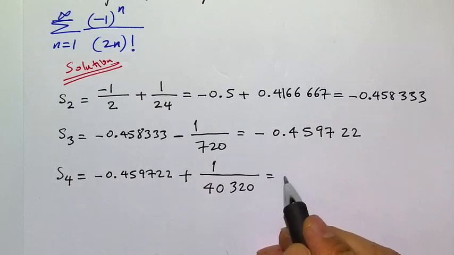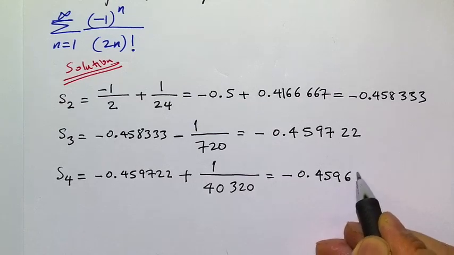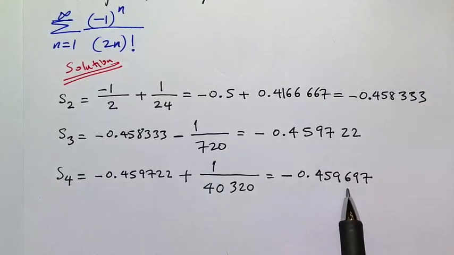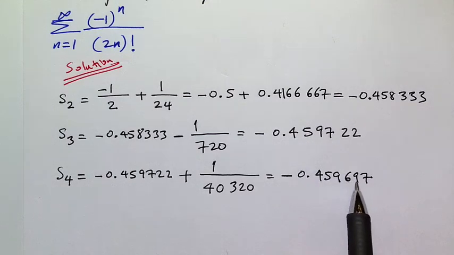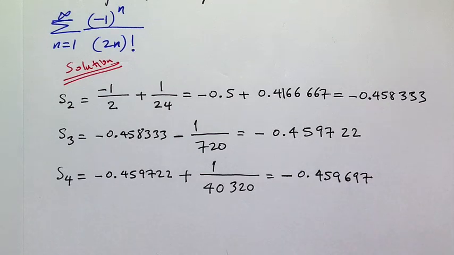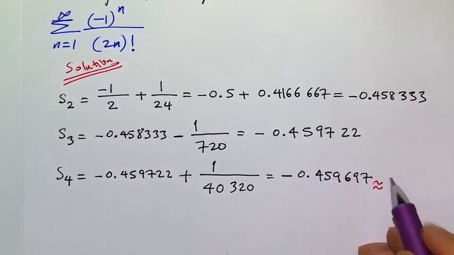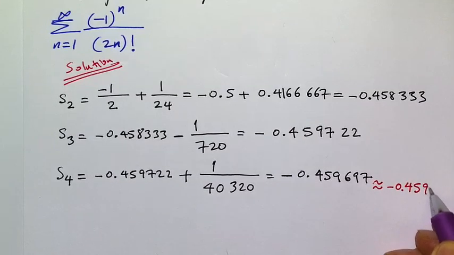I got minus 0.459697. Something interesting happens here, because if you compare this with that, see, everything is the same except the fourth decimal place. But if you look at the fifth decimal place here, which is 9, then this can easily be rounded up to give us that. So this is almost that. After rounding the fourth decimal place, we get minus 0.4597.